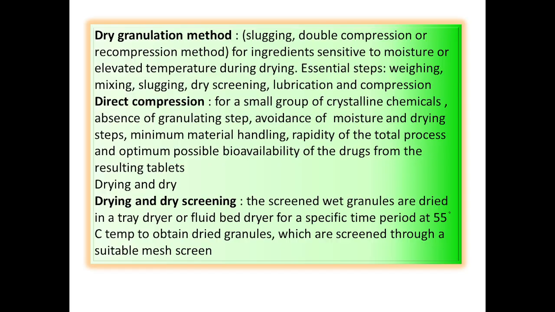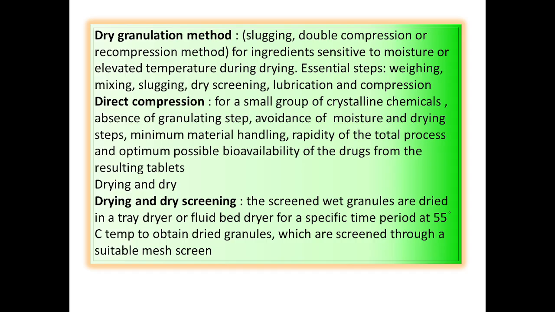Next is dry granulation method, or it is also known as slugging, double compression or recompression method. For ingredients which are sensitive to moisture and elevated temperature during drying, such ingredients follow the dry granulation method. In that case, steps are weighing, mixing, slugging, dry screening, lubrication and compression.